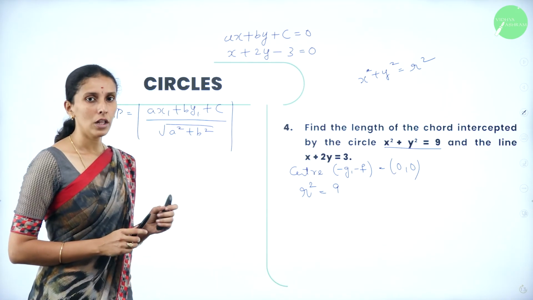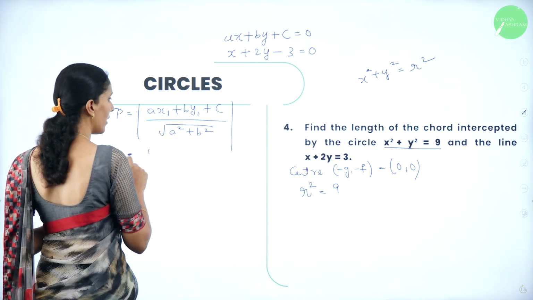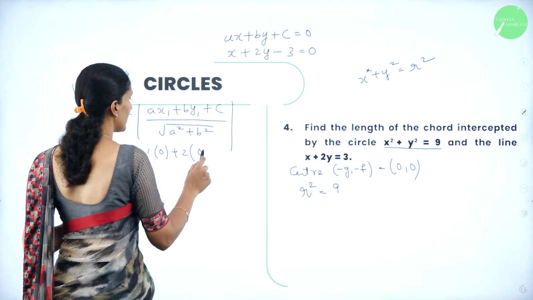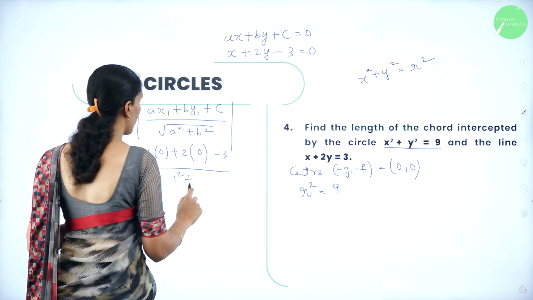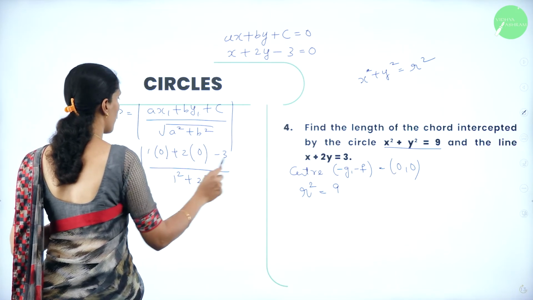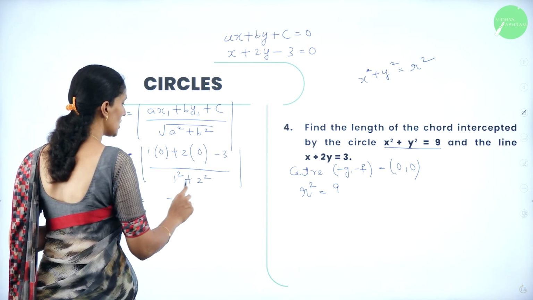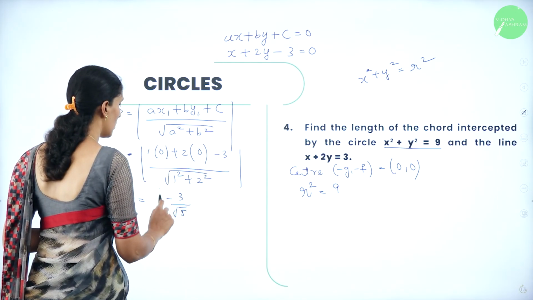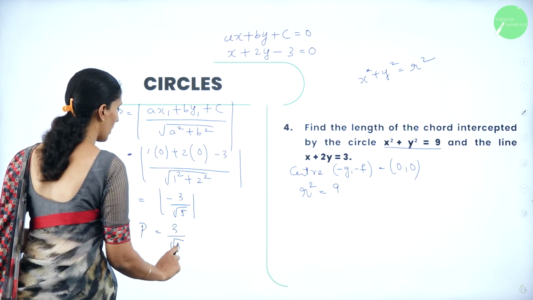Now substitute all the numerical coefficients. It is a is 1, x1 is 0, b is 2, y1 is 0, c is minus 3. And this is 1 square plus 2 square. So you have minus 3 divided by, this is square root here, it is root 5. Or p is equal to 3 divided by root 5.